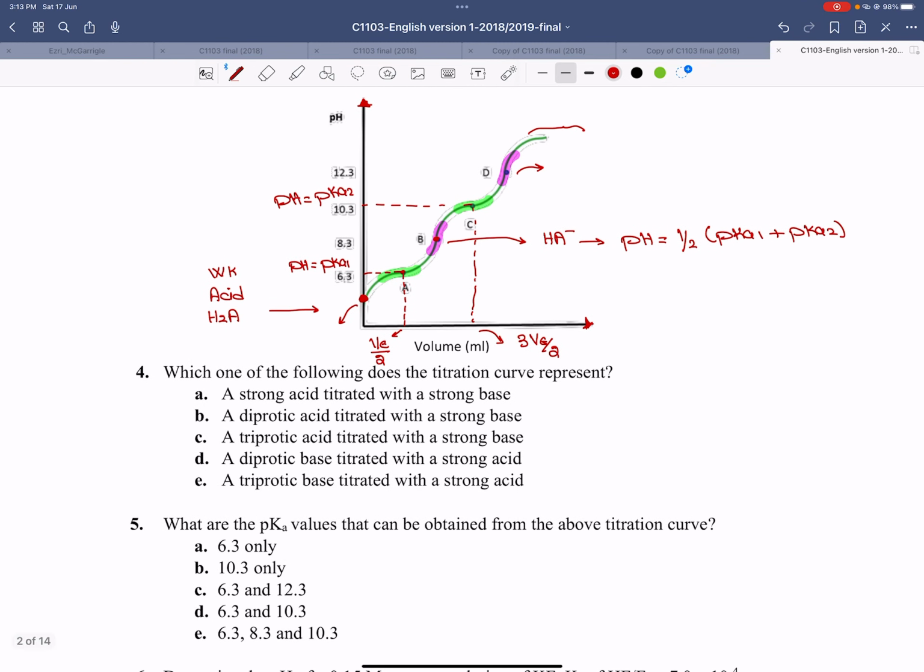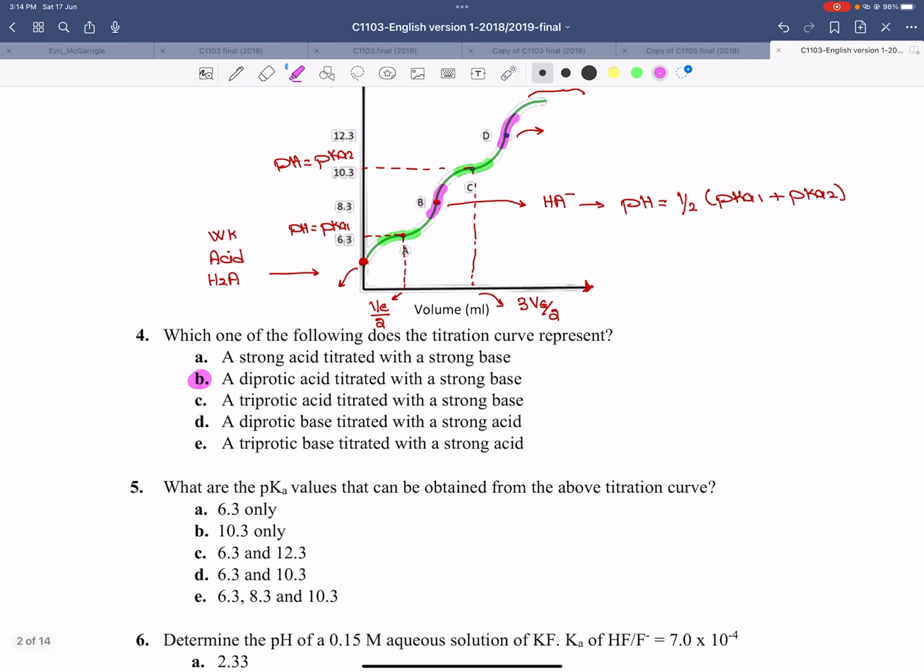Which one of the following does the titration curve represent? A strong acid? No. Diprotic acid? Yes, that's enough. Titrated with a strong base. Of course, all titrations will happen to the strong base. Go back to the conditions of titrations that you have.